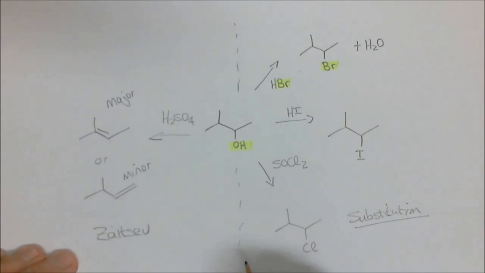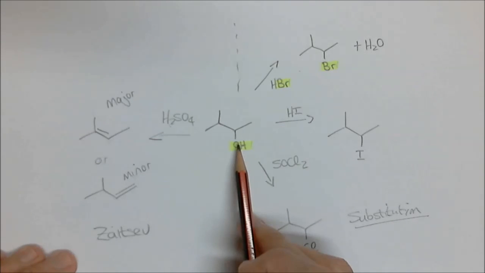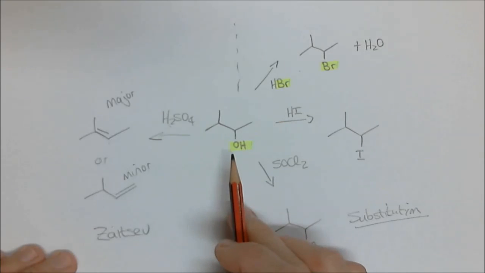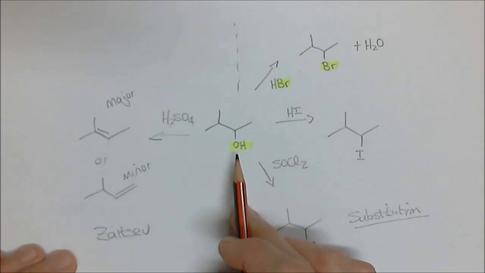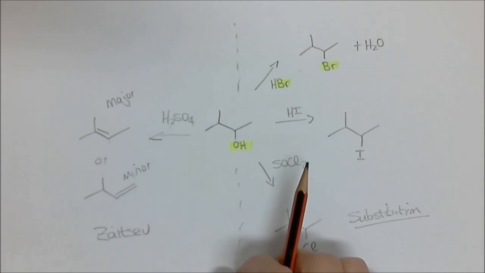So you need to know that. You also need to know the mechanism of the dehydration, and we've covered that in class, but the mechanism is just the reverse of the addition of water to alkenes, which I've already covered.